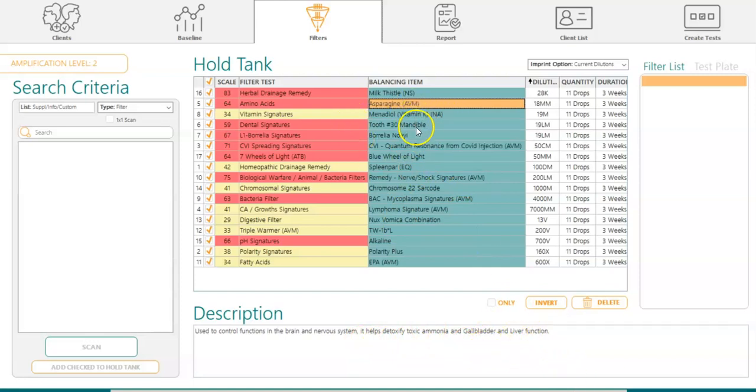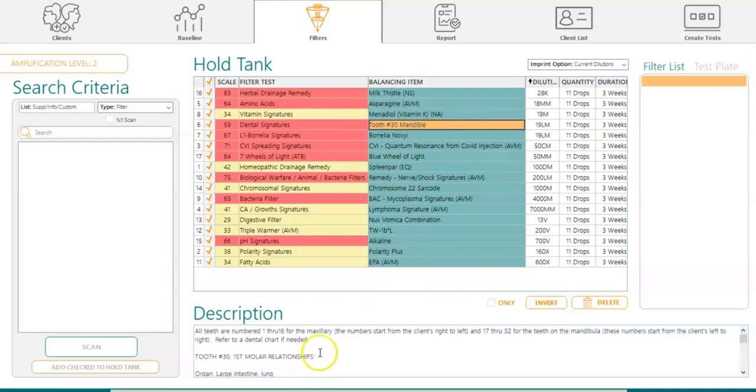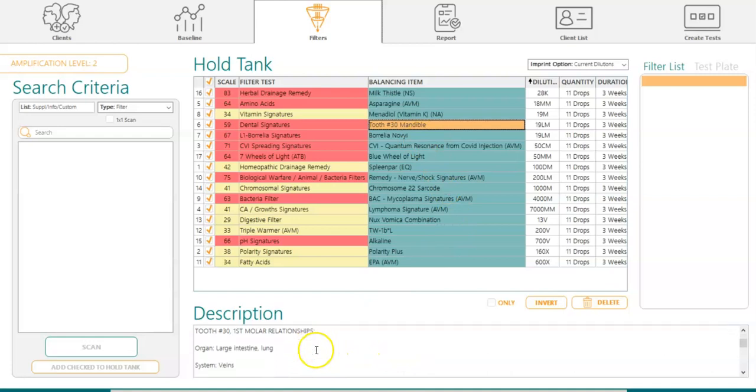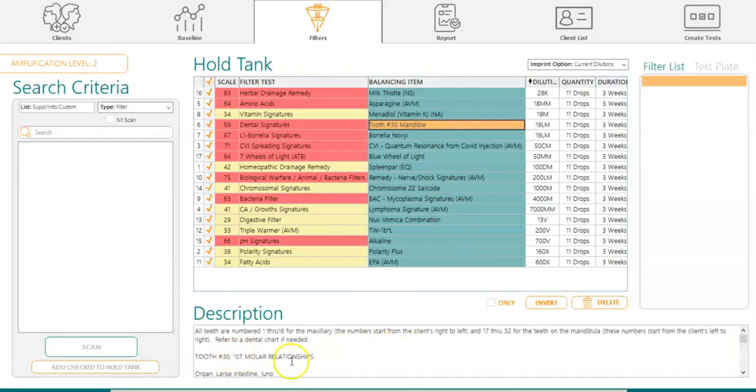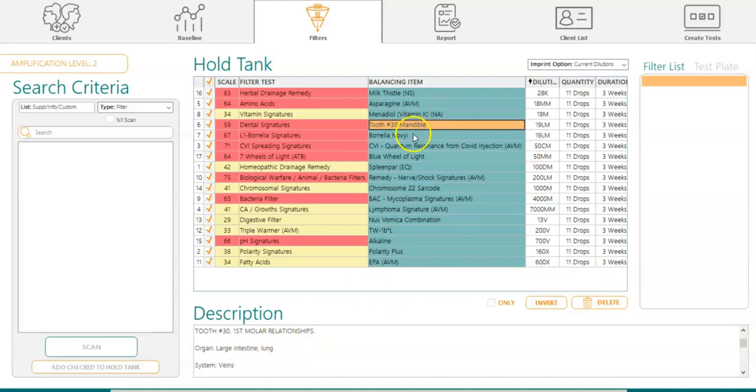So we've got some vitamin K. There's a tooth signature, and that might be something we want to examine because teeth have a relationship to intestines and lungs, this particular tooth. Interesting. So we have Borrelia, so we could have some stomach bacteria, perhaps Lyme disease, at least the beginning stages of it.